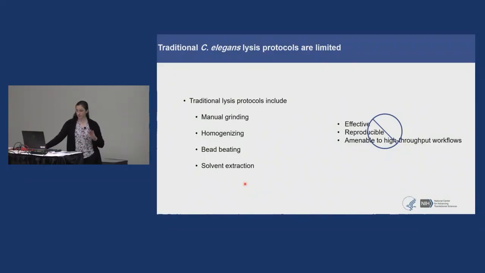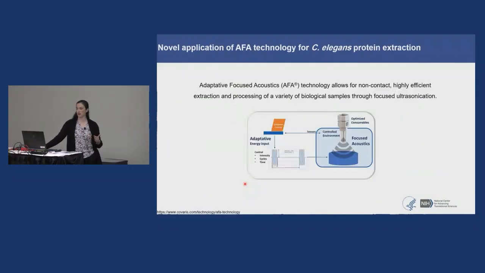And so that's where the use of the AFA technology really became important for us. What we were specifically excited about is that this extraction could be done with no contact between sample and probe. It was done in a temperature-controlled environment, and we could scale this up all the way to 384-well format. So it was definitely high throughput.